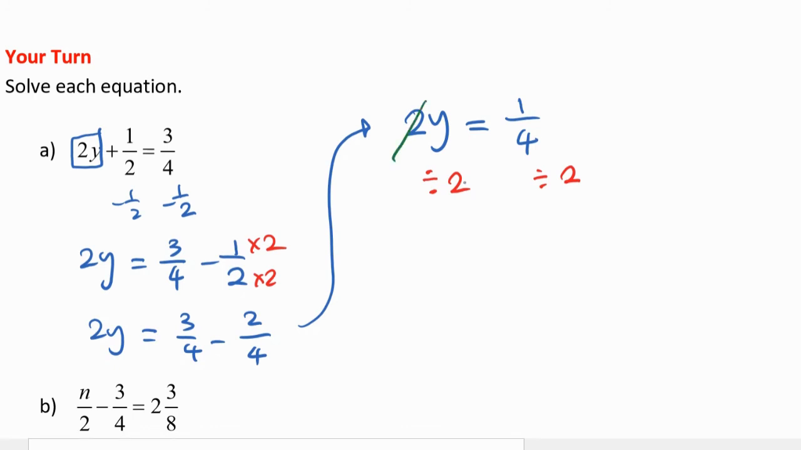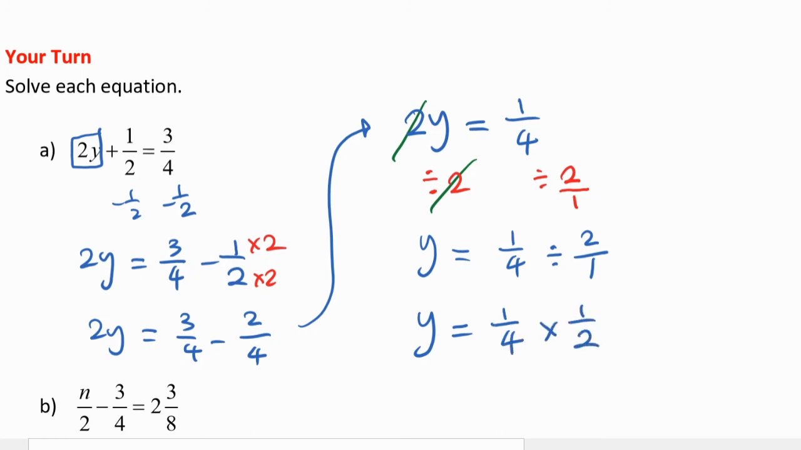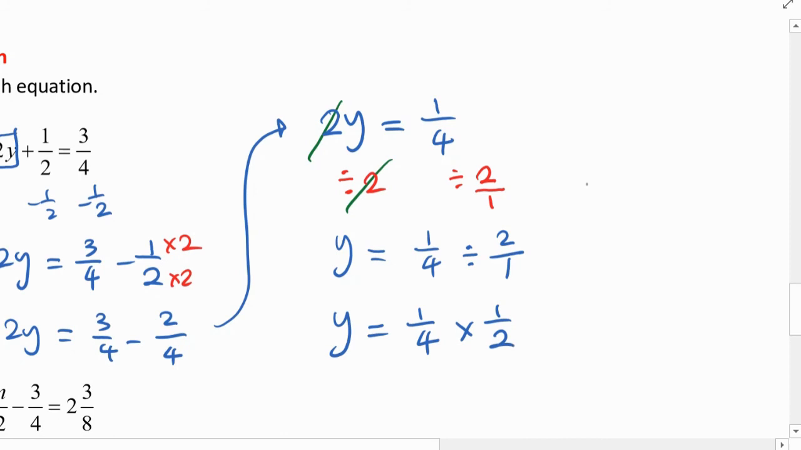Then this will be cancelled. And 1 over 4 divided by 2 is the same as 1 over 4 divided by 2 over 1. Okay, y will be 1 over 4 divided by 2 over 1. Again, write down every single step. Y will be 1 over 4, keep, change, flip. Then the answer, y is 1 over 8. So this will be your answer.